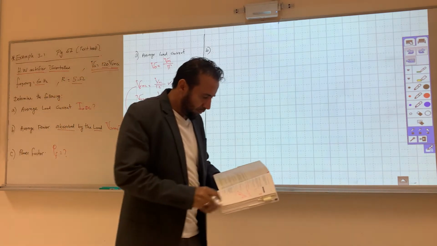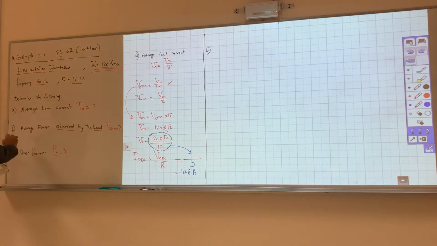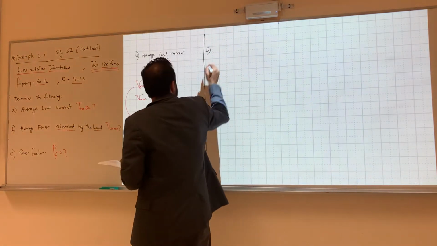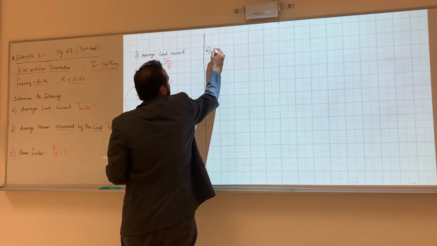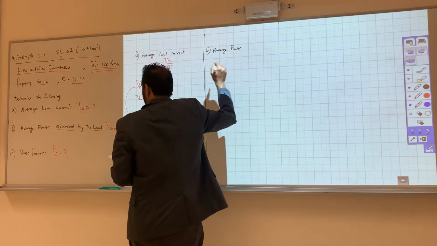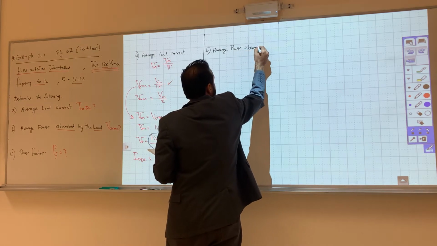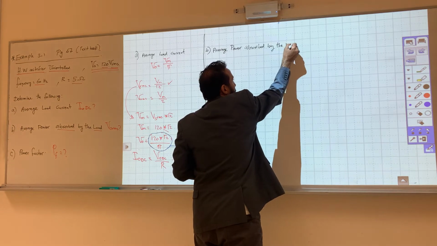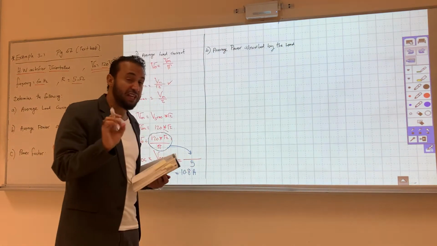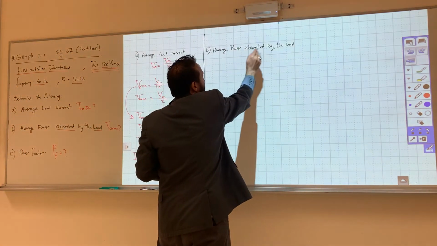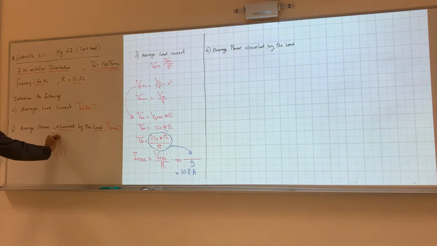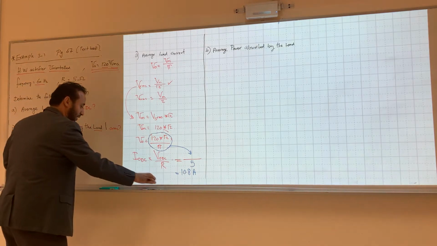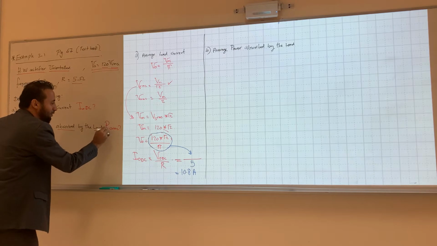B says average power absorbed by the load. Since you see the word absorbed, it means V out RMS. Since they said by the load, you know that they're looking for V out RMS, not V source RMS, because they said the load. So average power absorbed by the load, and it's the power. So they're looking for the power, P out RMS. I don't know why it starts with those values, but anyway, it's P out RMS.